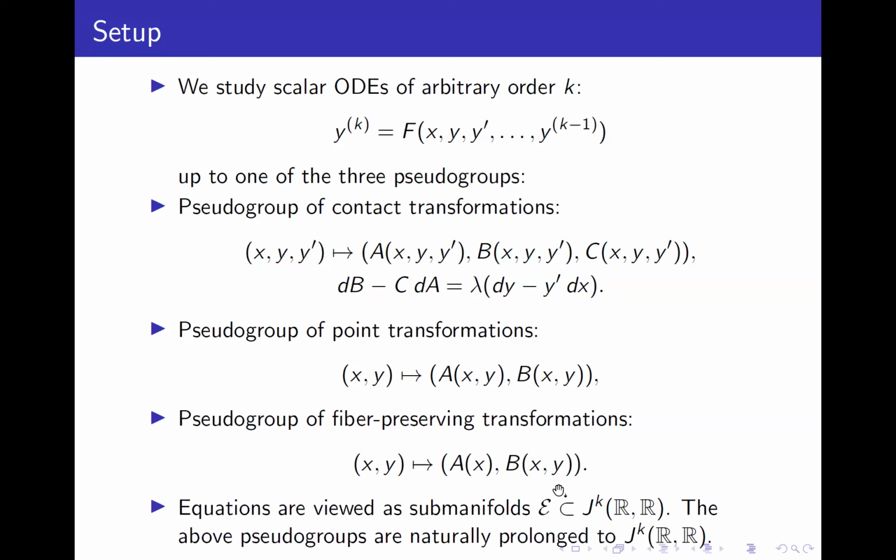I always view the equation, just the k-th order ODE, as just a codimension one submanifold in k-th jet space of maps from R to R. And of course, all these pseudogroups, as I mentioned, naturally belong to this jet space and transform the submanifolds. So act on equations. So in a way, in this setup, we would like to consider geometry of hypersurfaces in k-th jet space under the actions of infinite dimensional Lie transformation groups.